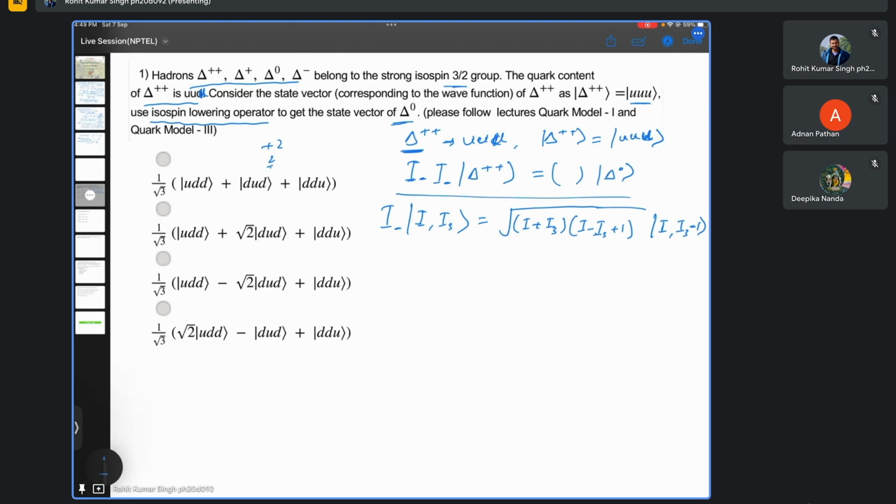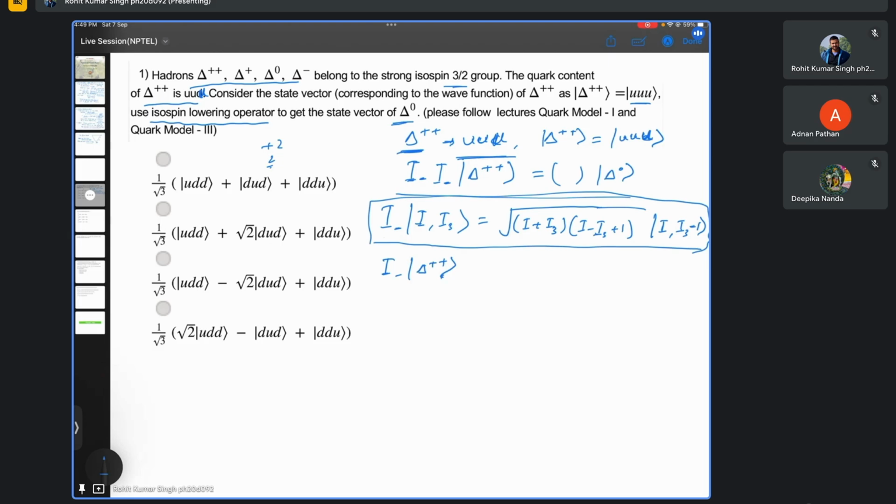Now, this is our general expression. Now we want to apply it on the delta plus plus. First let's apply it on the baryon, and then we will apply it on the quarks separately. So I minus on delta plus plus.